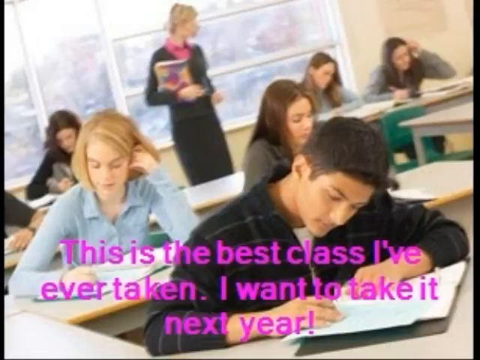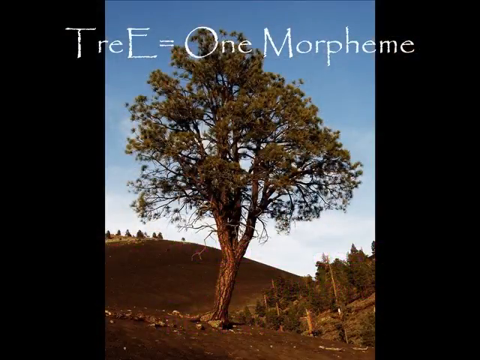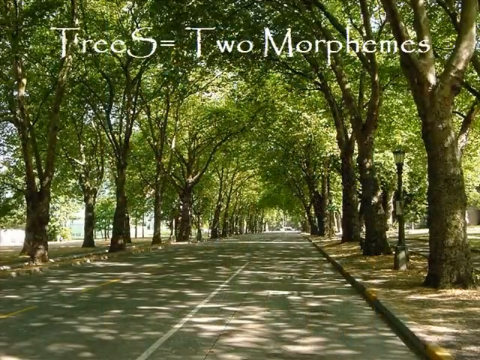Now here's a good question. How are words formed in the first place? Words can be broken down to smaller, meaningful words called morphemes. Check this out. The word tree consists of 1 morpheme. But trees has 2 morphemes. Both tree and s are morphemes.